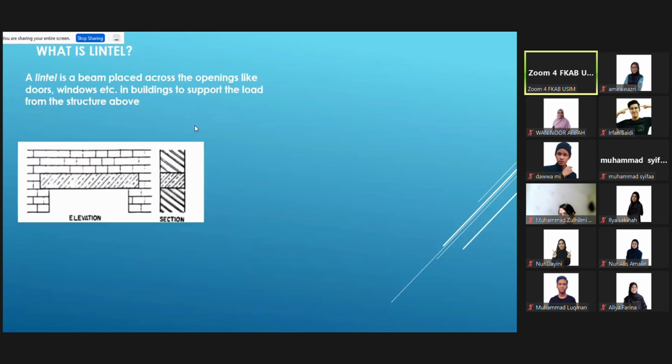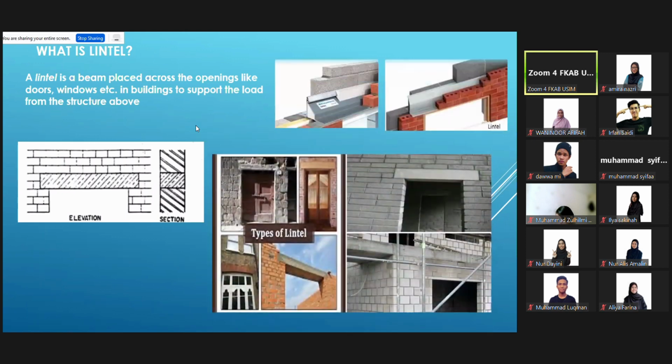What is lintel? Maybe you have not heard of lintel. But some of the writing here, I see some write lintel over there. Okay, lintel basically is a beam placed across an opening, like windows, doors, etc., in a building to support the load of the structure above. So why do we need this lintel beam? It can be masonry, or it can be steel. This is a steel lintel beam.